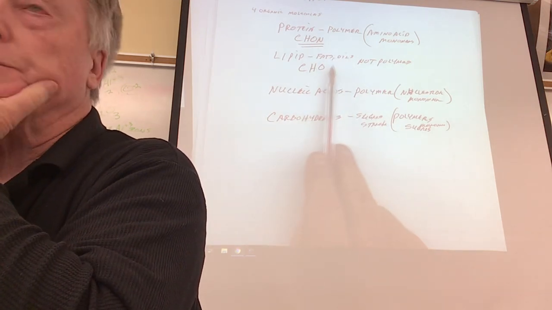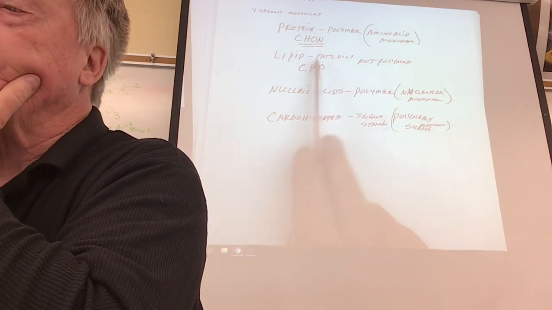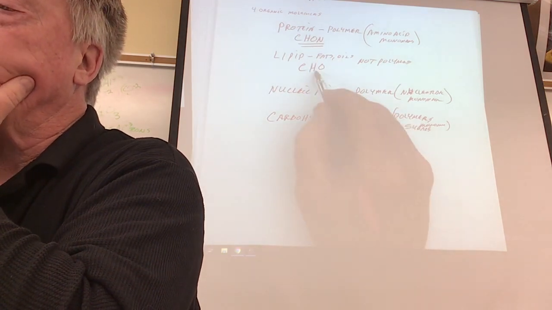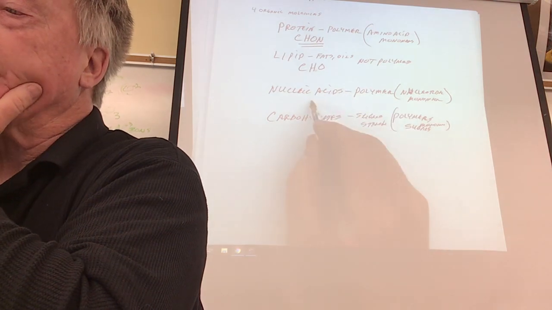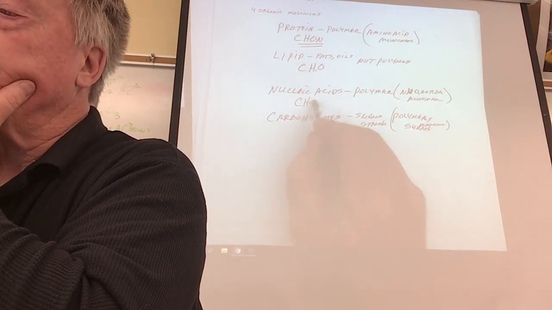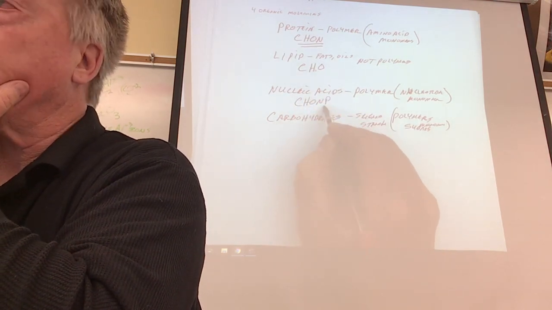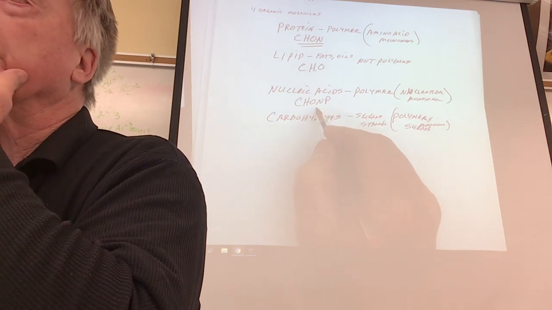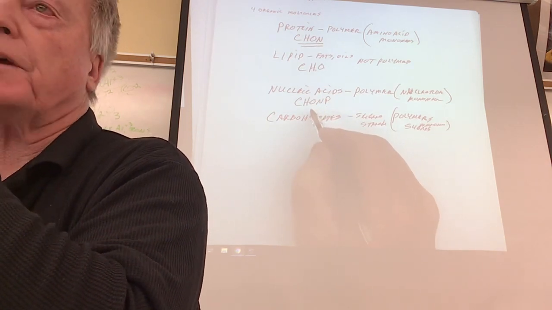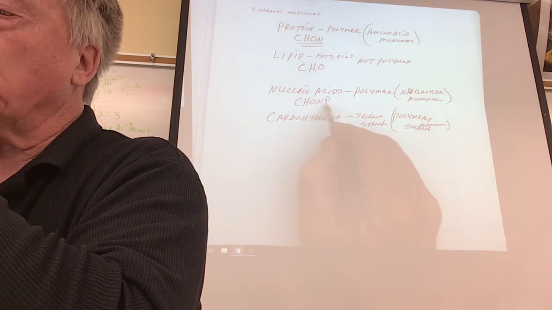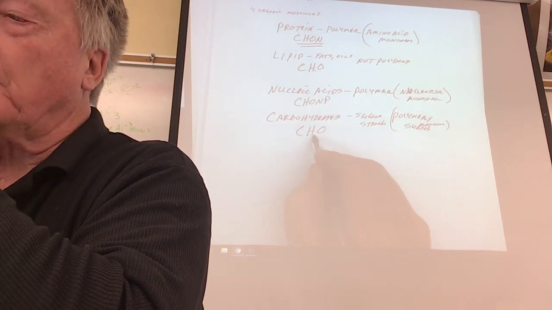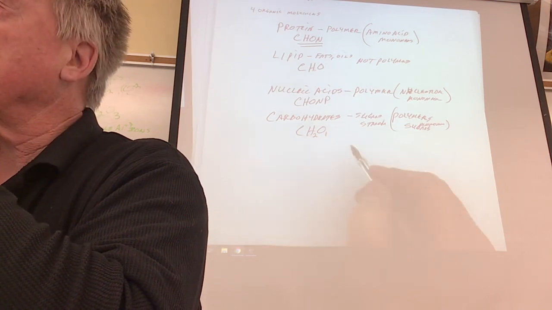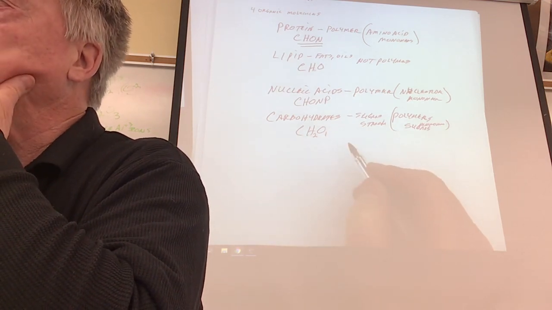These are not really polymers. They do contain carbon, hydrogen, oxygen, but they have a whole lot more hydrogen than oxygen. Nucleic acids contain C, H, O, N, and P. They actually have phosphorus in them. And if you remember DNA, they have a sugar phosphate. And so that's that one. And then carbohydrates have these three, but almost always in a 2-to-1 ratio of hydrogen to oxygen.